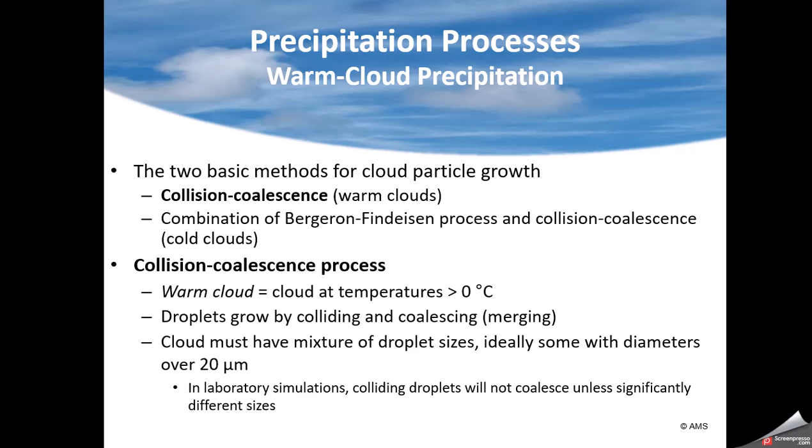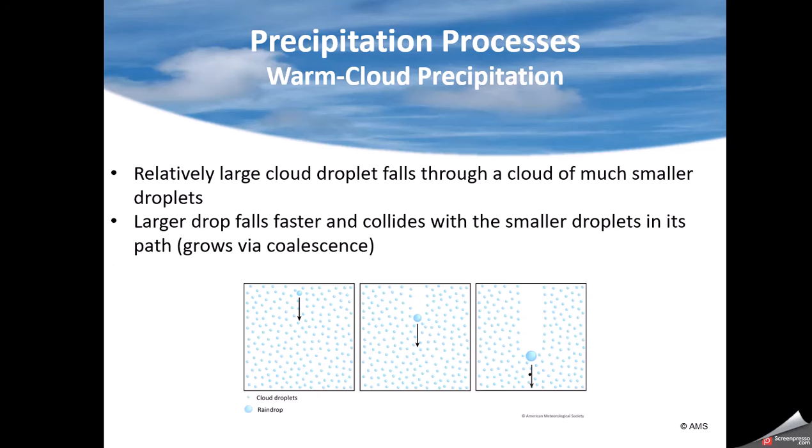So what processes make precipitation? Well, one of them is collision coalescence. It happens in a warm cloud. That means temperatures usually are above freezing. So let's take a look at it.